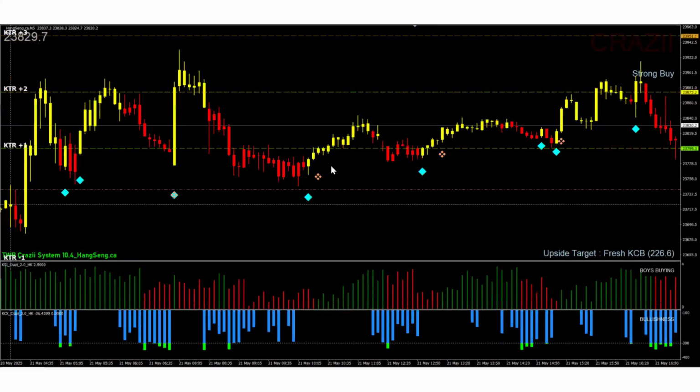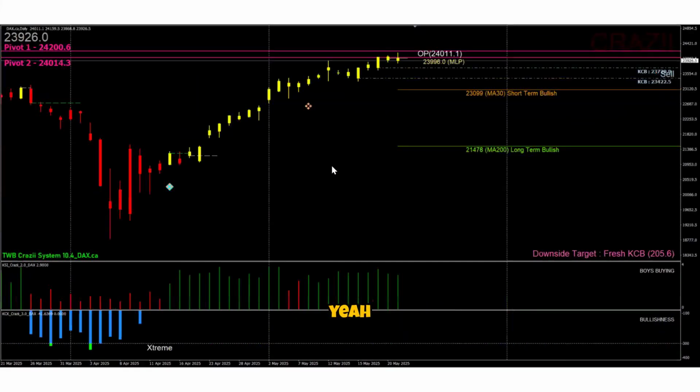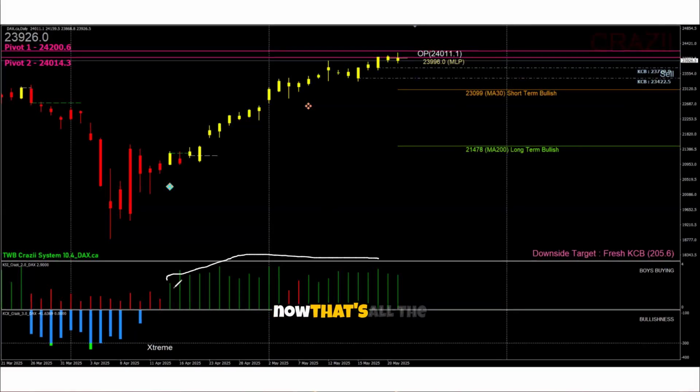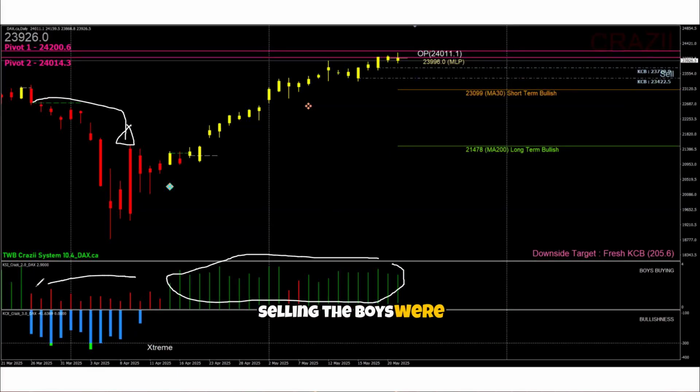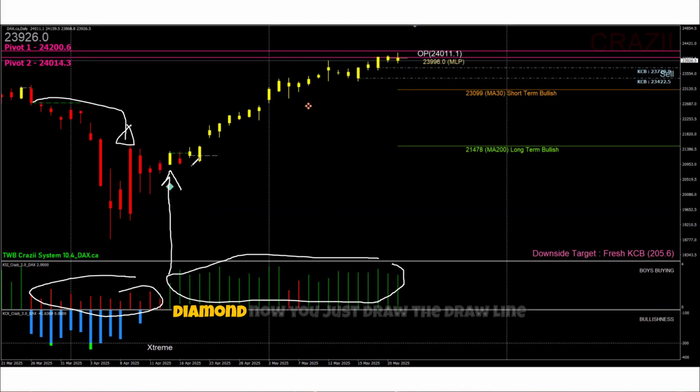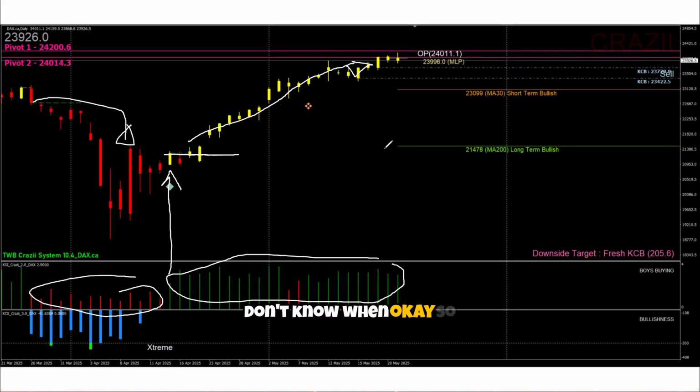All right, one more market. Let's just take a look. Yeah, this is DAX. So DAX also same thing. DAX is now at all new time high. Now DAX all the way got people buying. So prior to that itself, when selling, the boys were all selling. Okay, so it's only much later that it recovered. So the thing is this, with the flag diamond now, you just draw a line across it, and once the price is above the line, it's always a buy until don't know when. Okay, so until a new diamond is formed, then you have this session from there again.